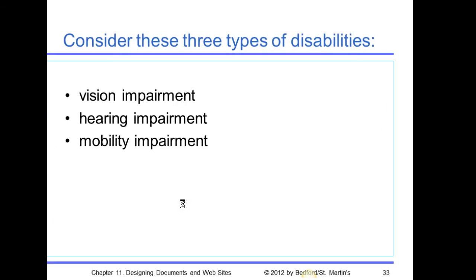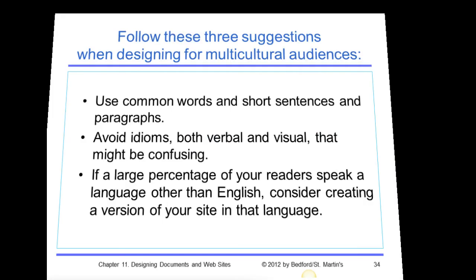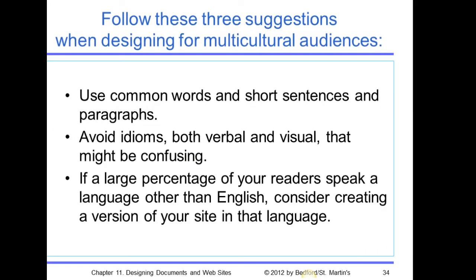All right, consider the following types of disabilities: vision, hearing, and mobility. Use the following suggestions for multicultural common words. Don't use fancy words. Use vocabulary that everybody would be familiar with. Keep your sentences short, 7 to 9 words. Paragraphs no more than 3 to 4 sentences.